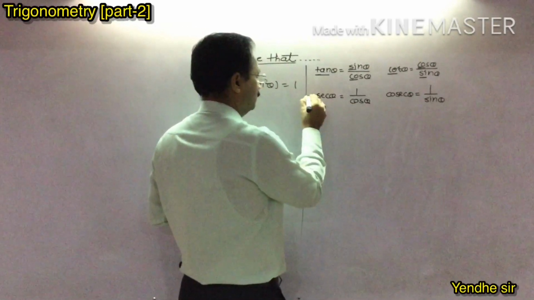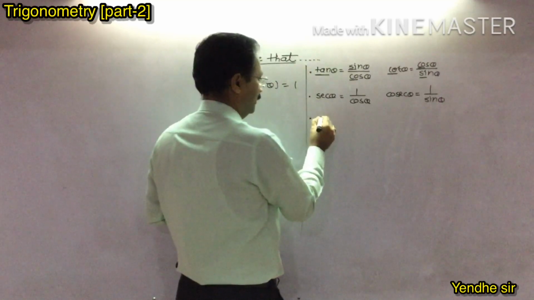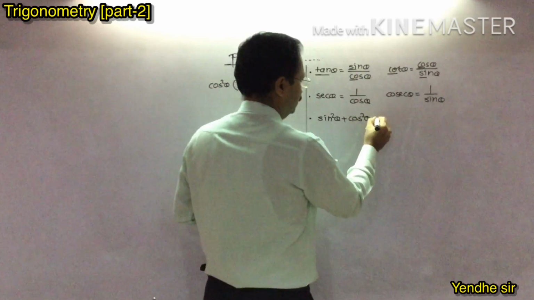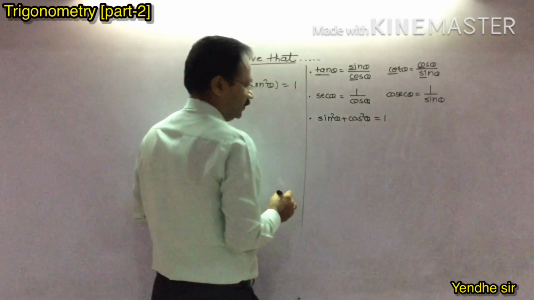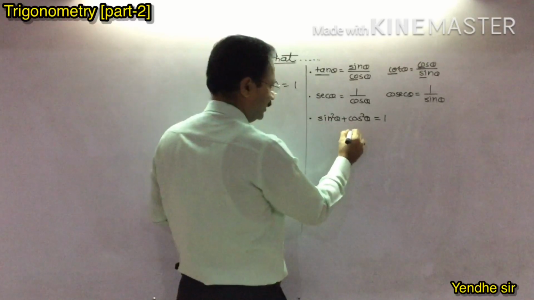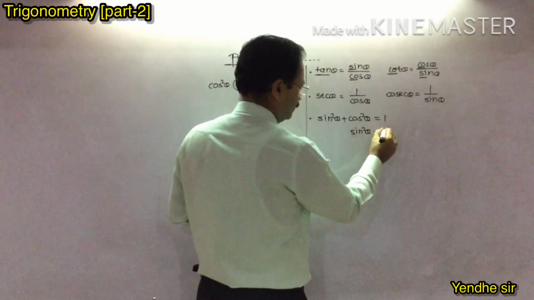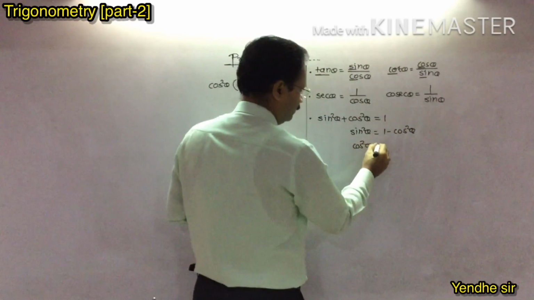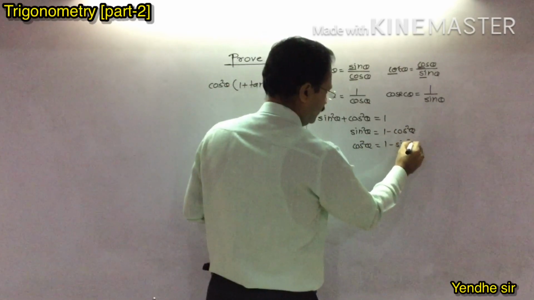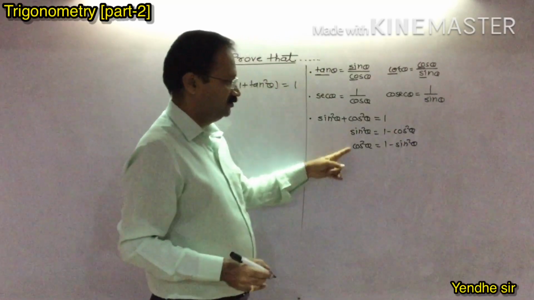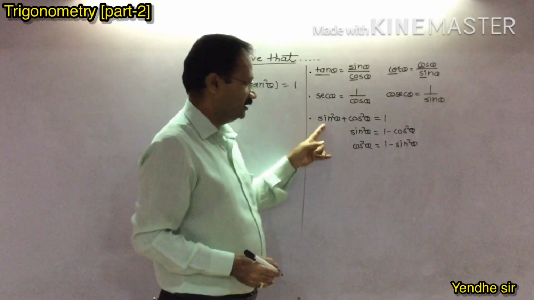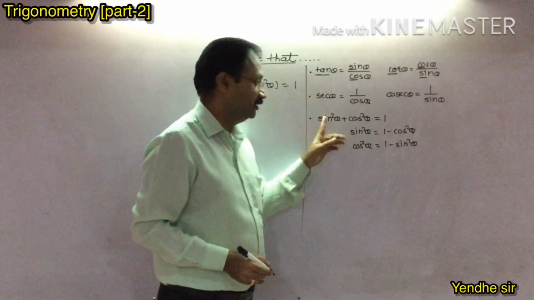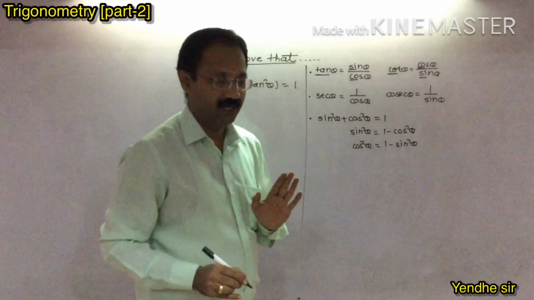Then the next formula, which is again very important for us: sine square theta plus cos square theta equals 1. So we can write it separately also. Sin square theta equals 1 minus cos square theta, or cos square theta equals 1 minus sin square theta. You will get these two formulas. And remember that sin square theta plus cos square theta equals 1, not sin theta and cos theta equals 1.